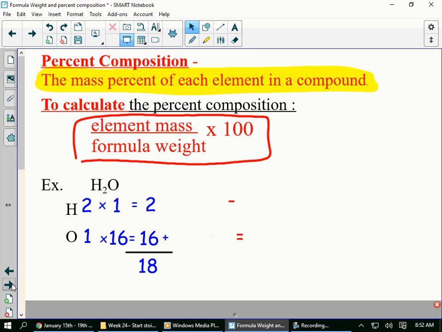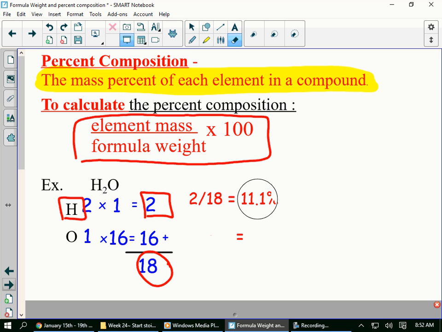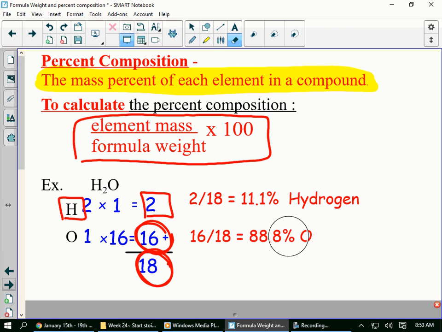All right, so let's finish up this water one together, shall we? I want to know what percent by mass of water is hydrogen. So I take my elemental mass and I divide it by the total and multiply it by 100. So I'm going to do 2 divided by 18 times 100. It's 11.1% hydrogen by mass. And then I'm going to do my next one. Let's pretend I got a 16 out of 18 on a quiz. I'm going to do 16 divided by 18. And I get 88.8% oxygen.